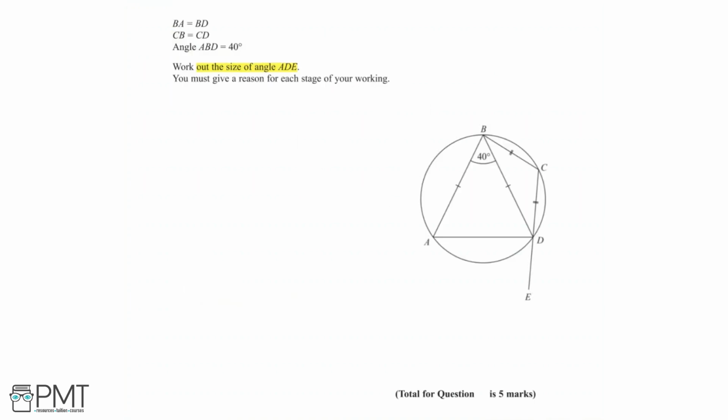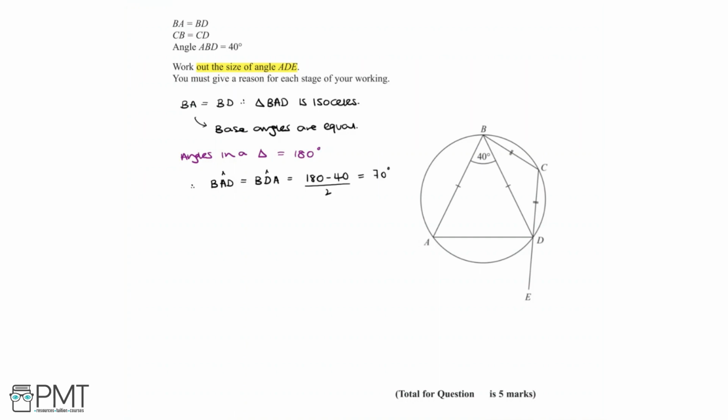Now let's start by looking at triangle BAD. We know that the line BA is equal to the line BD, and so we can say that triangle BAD is isosceles. Now in an isosceles triangle, we know that the base angles are equal. We also know that angles in a triangle add up to 180 degrees. Now if the base angles are equal, angle BAD is equal to angle BDA. Now given that angles in a triangle add up to 180 degrees, we can say that angle BAD, or angle BDA, is equal to 180 take away 40, all divided by 2, giving us an answer of 70 degrees, which we can now label in our diagram.